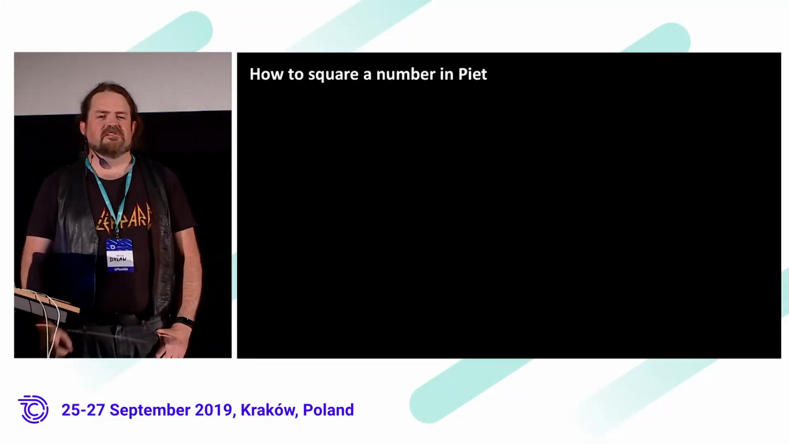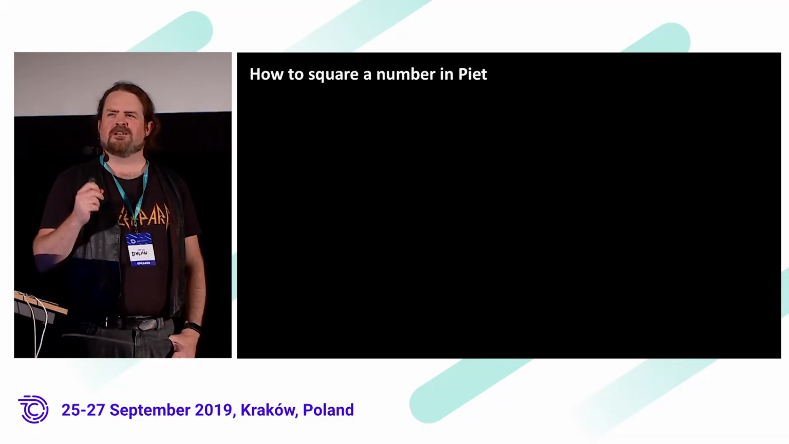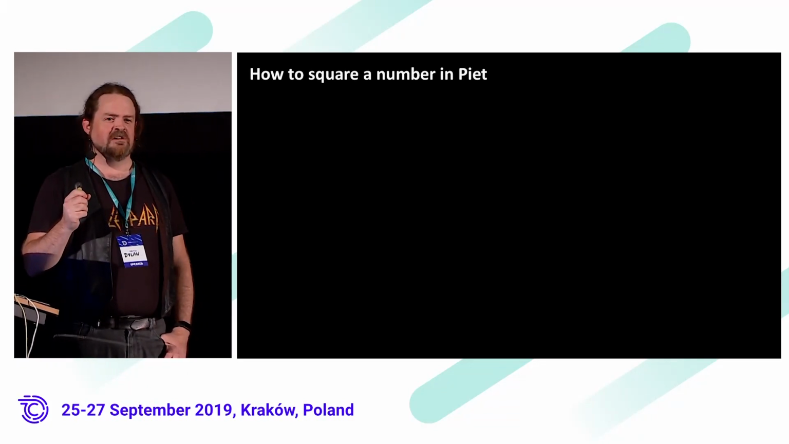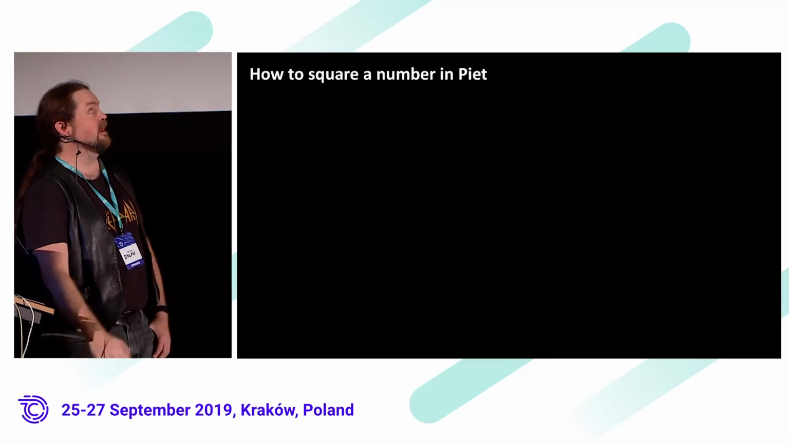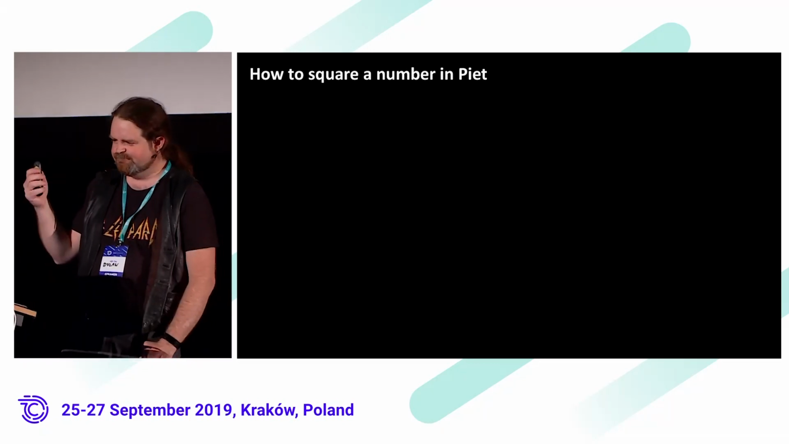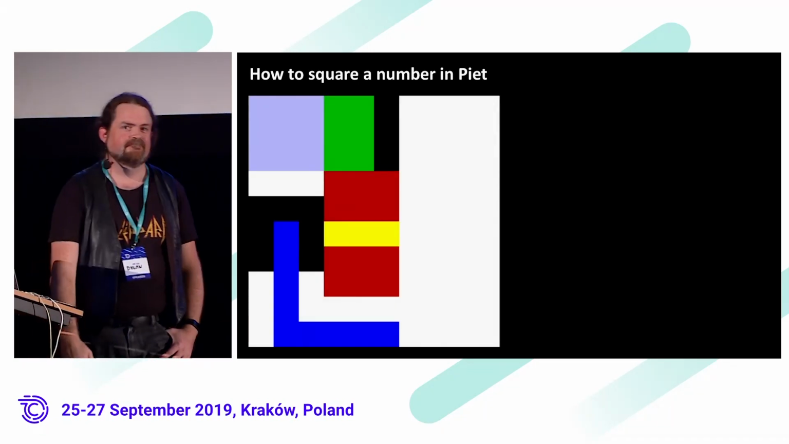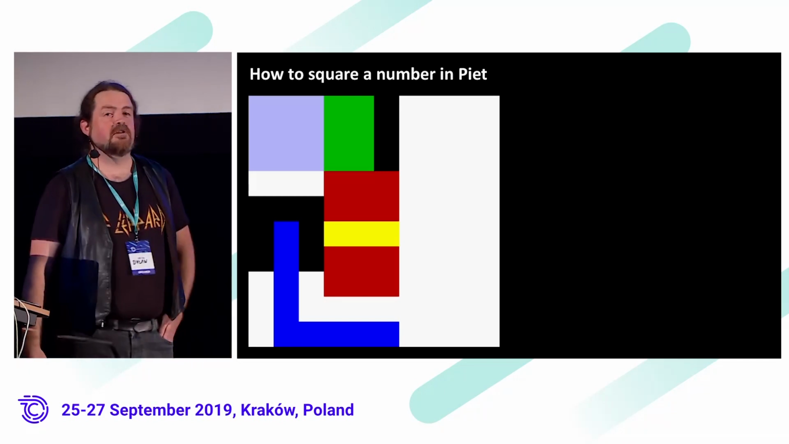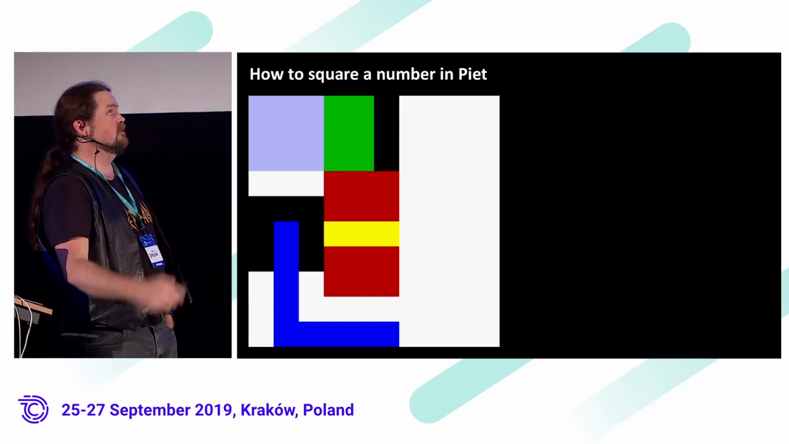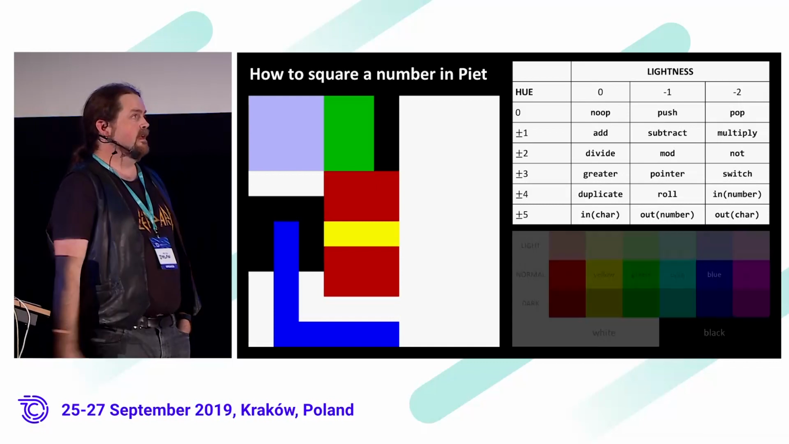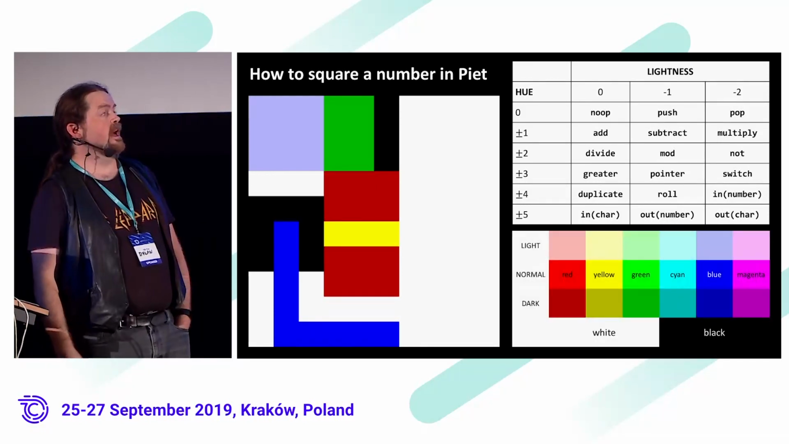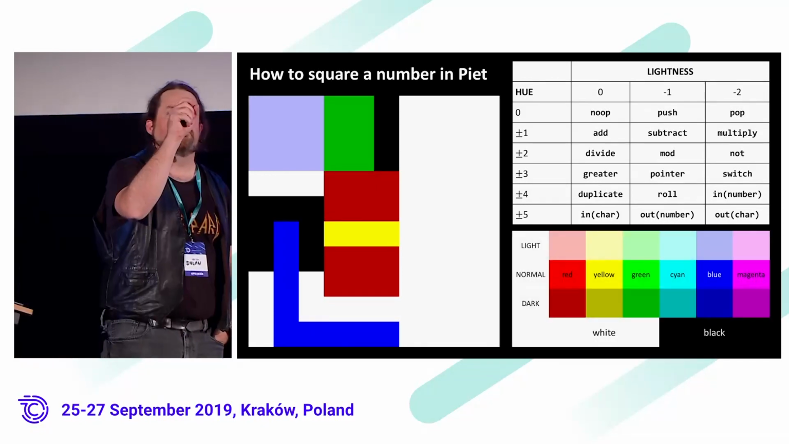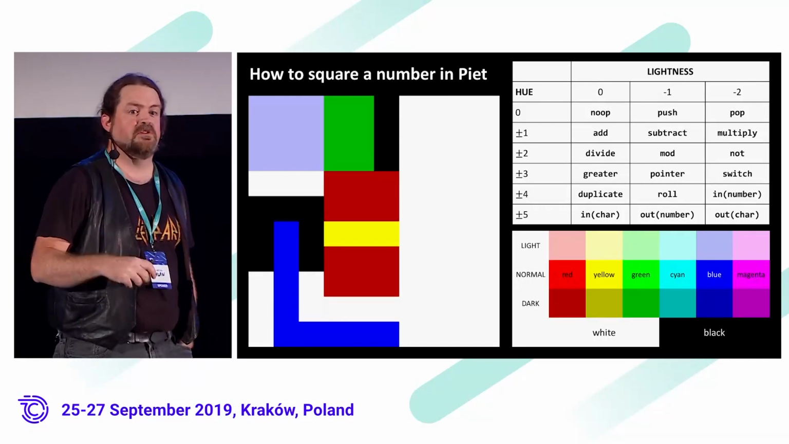Show you one more language. This is a language so weird it might not even be a language at all. We're not sure. It's how you square a number in the language called Pete. Pete is a graphical language. Here is Pete's instruction set and constants. And basically, you have a little cursor which crawls across the source code, which is a GIF.